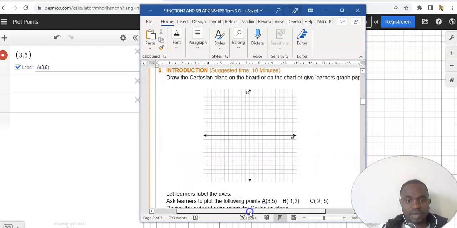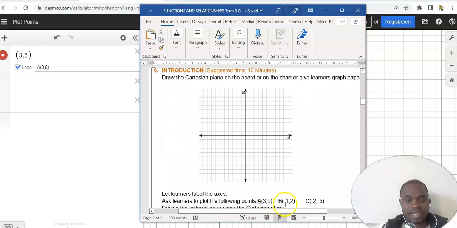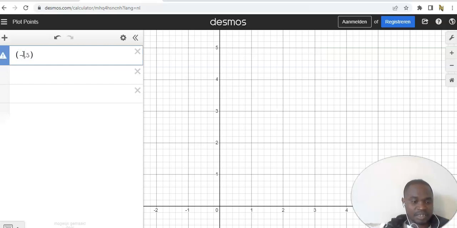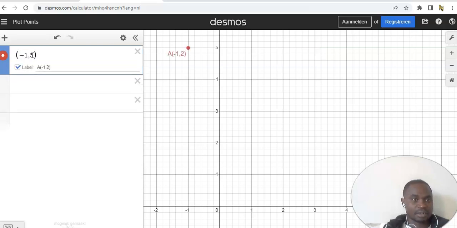Let's plot this one: (-1, 2). How are you going to plot (-1, 2)? Let me put -1 here, then 2 here. Okay. Negative means move to the left.